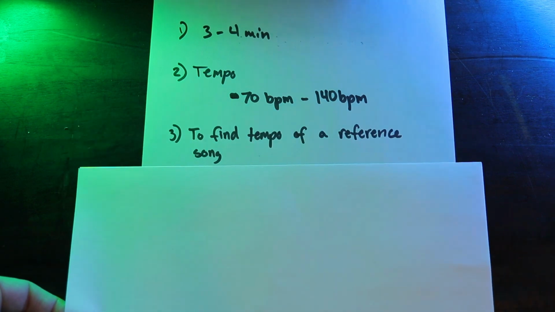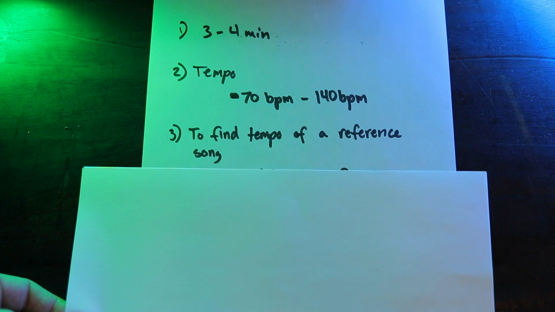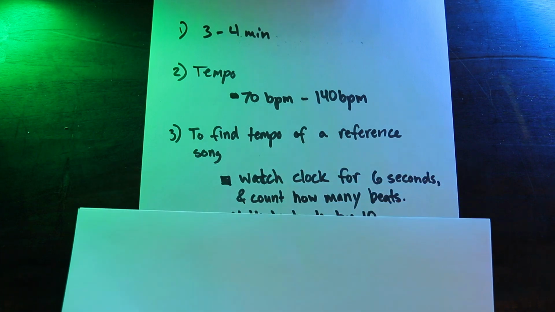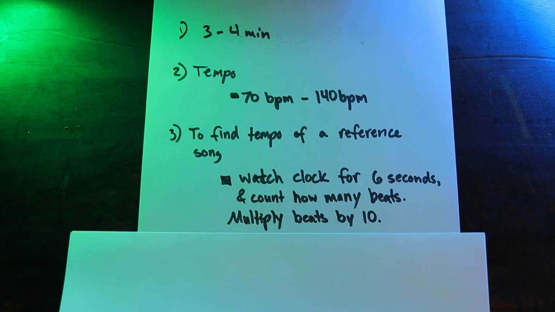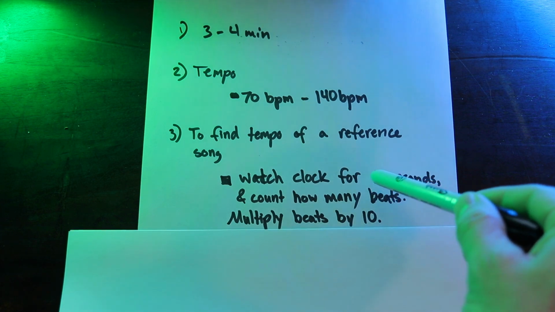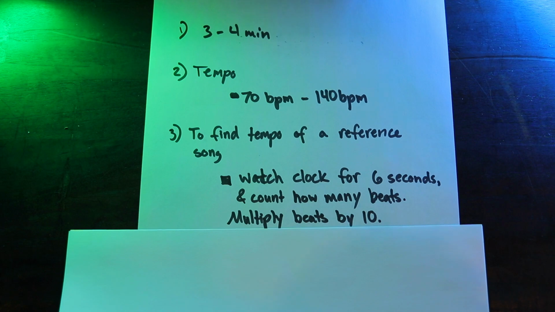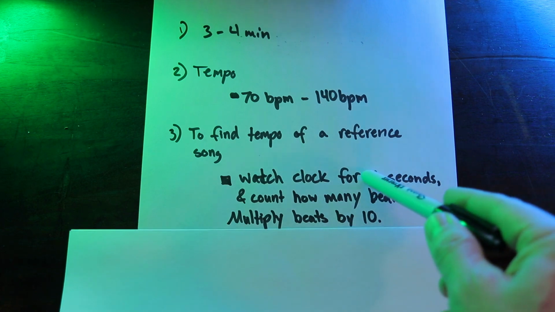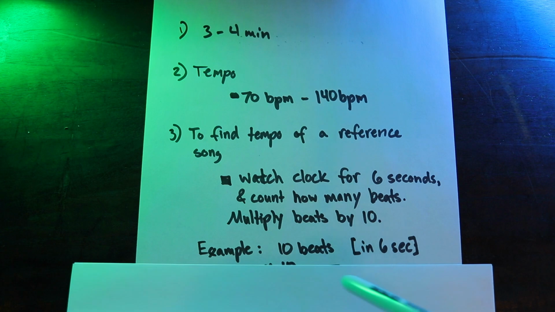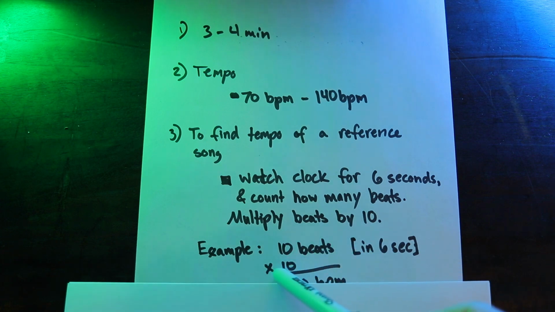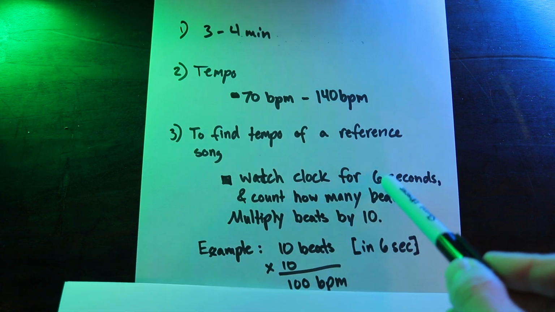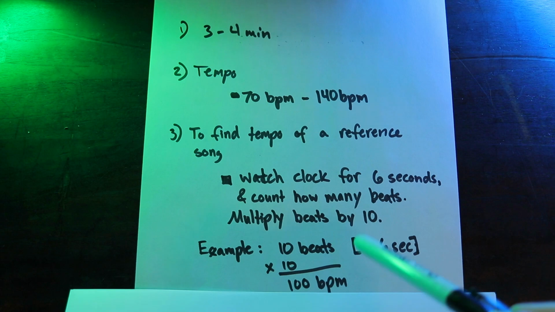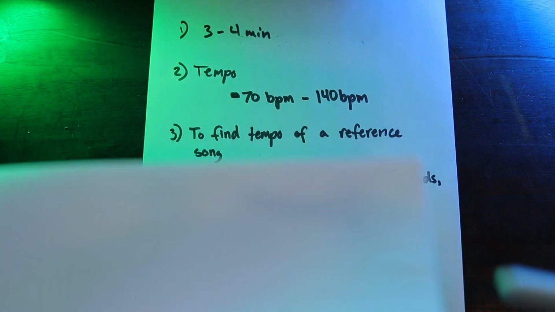Now, maybe you don't know how to find the tempo of whatever song you're using as a reference. To do that, just watch a clock for 6 seconds and count how many beats. Then you multiply that number of beats by 10. So 6 seconds times 10 is 60, which is 1 minute. So let's say for 6 seconds, you count 10 beats. You multiply 10 beats times 10 to get 100 beats per minute. So again, whatever number of beats you hear in that 6 seconds, you multiply by 10: 100 beats per minute.